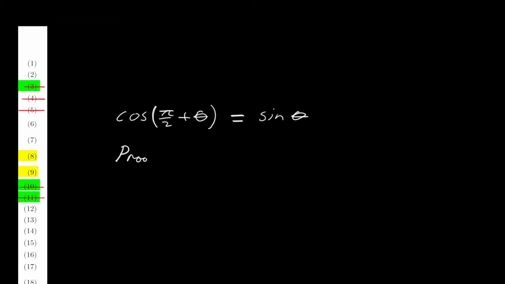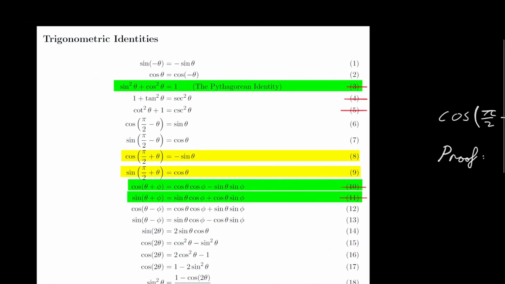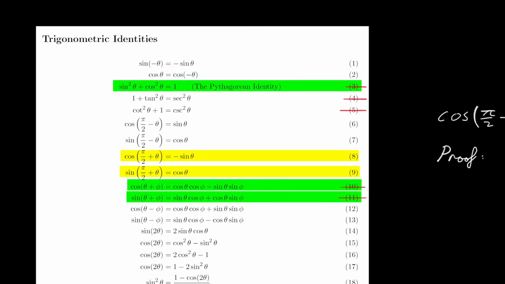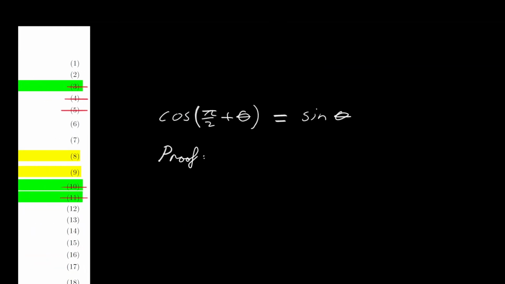Let's write proof. Okay, now what we will do is we will apply one of the previous identities we have. In particular, we will apply 10. Okay, that's one of the sum formulae. The cosine of theta plus phi equals the expression on the right-hand side. And what we will do is take phi equal to pi over 2. So I will write what I'm doing. Okay, so I'm just going to write identity to cut down on writing and leave out trigonometric.